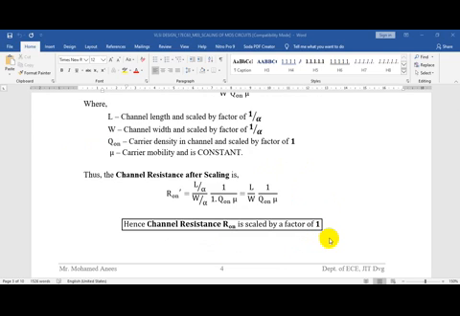In the next video lecture we shall see some more device parameters and their scaling factors.